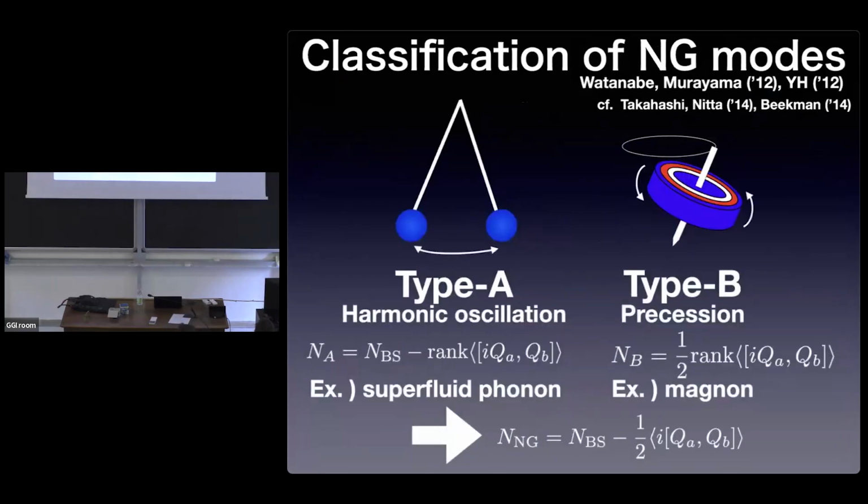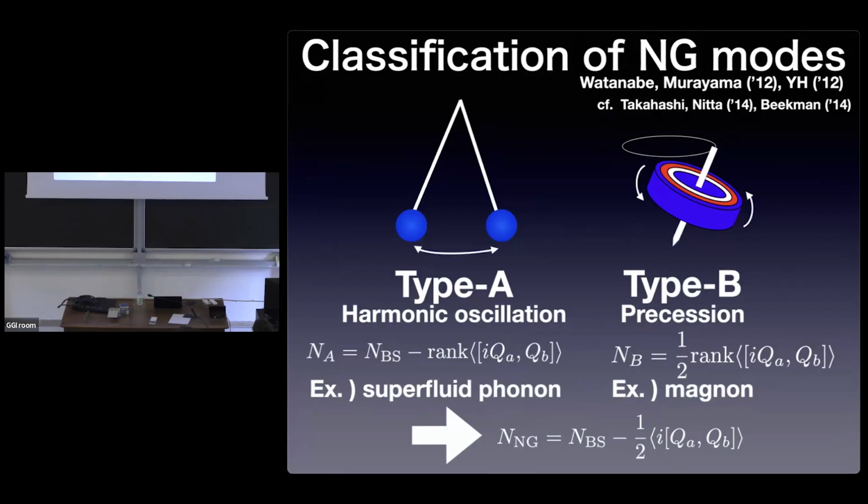So just to remind you of the classification of energy modes. We say that there are two types of energy modes: type A, which has a linear dispersion, and type B, which corresponds to a quadratic dispersion in general. So this can be easy, and the main important point is for the type B mode.